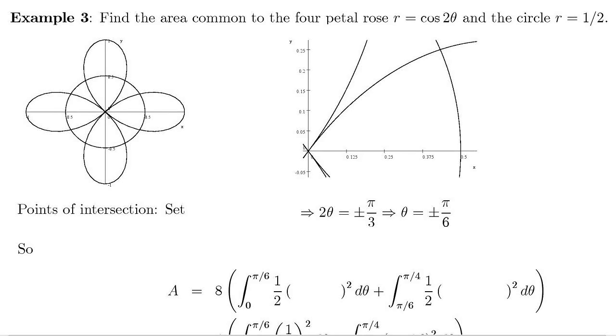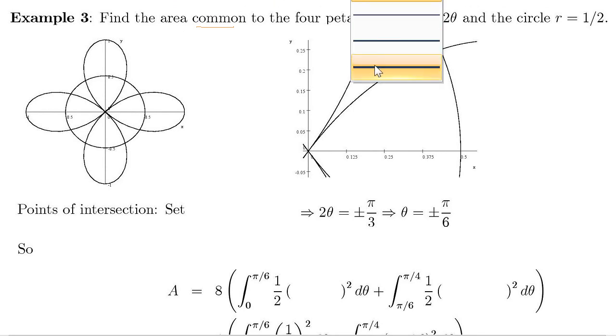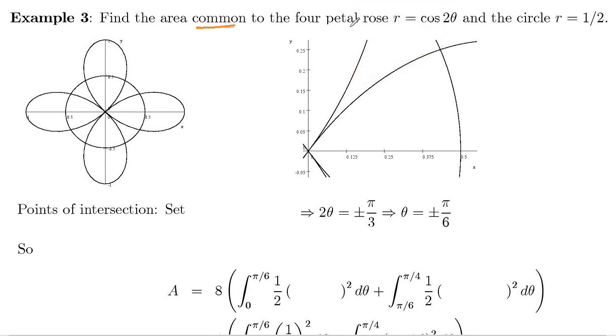In this example, we want to find an area inside two curves again, but it's the area that's common. So we want the area that's common to the 4-petal rose r equals cosine 2 theta, so that's this guy here, and the circle r equals 1/2, which is this guy here. So this is r equals cos 2 theta. And then this is r equals 1/2.